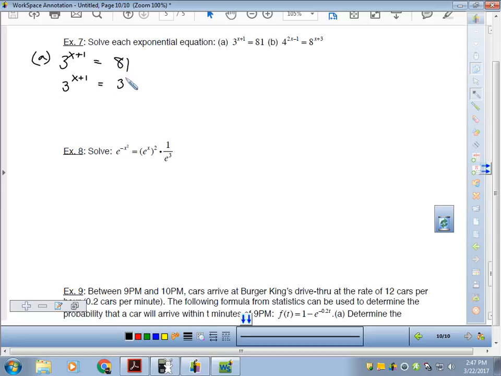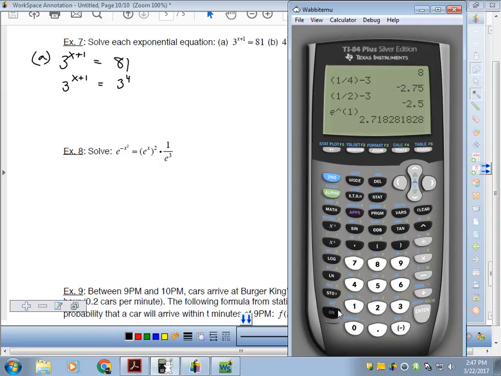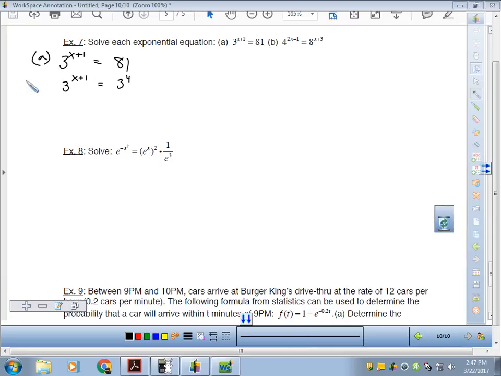81 is 3 raised to the 4th power. And you can check it in your calculator. 3 raised to the 4th, that's 81. Now that these two things have the same base, we set the exponents equal to each other. So we say x plus 1 equals 4. And then we solve for x, so subtract the 1, x equals 3.